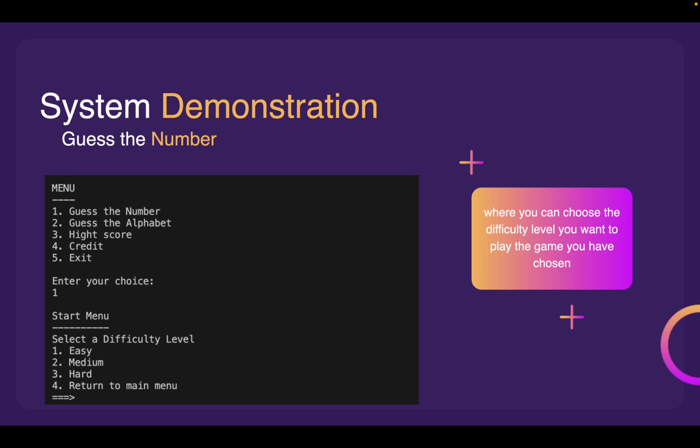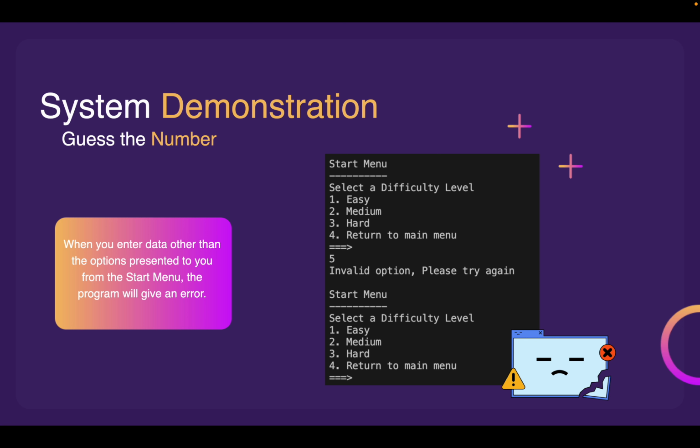If you enter the number 1, you will see a start menu where you can choose the difficulty level you want to play the game. If you enter data other than the options presented to you from the start menu, the program will give an error. Then the start menu automatically reappears.